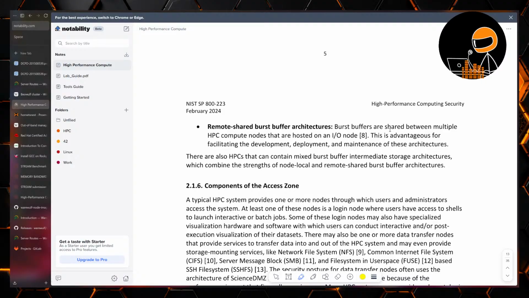Burst buffers are shared between multiple HPC compute nodes that are hosted on an input-output node. This is advantageous for facilitating the development, deployment, and maintenance of these architectures. There are also HPCs that can contain mixed burst buffer intermediate storage architectures, which combine the strengths of a local node and remote shared burst buffer architectures.